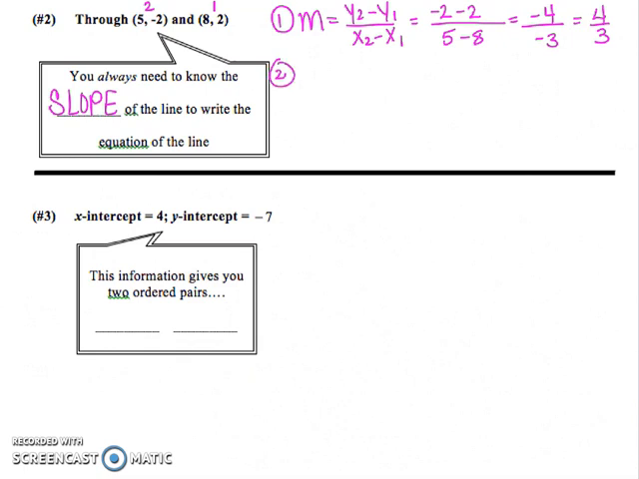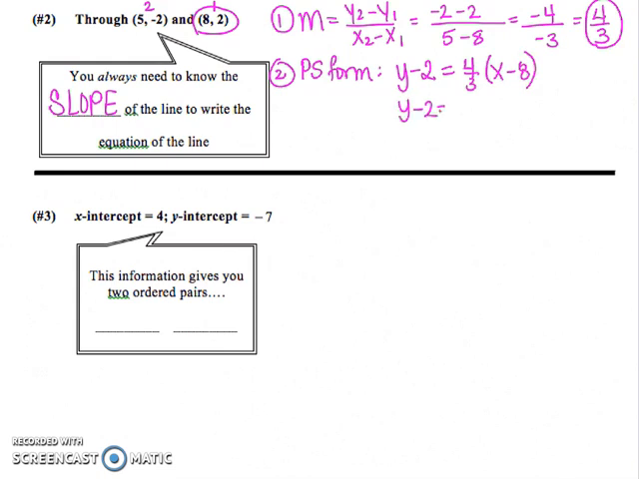My second step is going to be to do point slope form, because now I have a slope, and I can pick either point. I'll pick this point, and I'm going to do point slope form. So it's going to be y minus my y value for my ordered pair, which is 2, equals my slope, 4/3, times x minus my x value, which is 8. Okay, and now I'm going to clean this up a little bit. Y minus 2 equals 4/3 x minus 4 times 8 is 32. So that's 32/3. And then if I'm going to get y alone, I have to add 2.